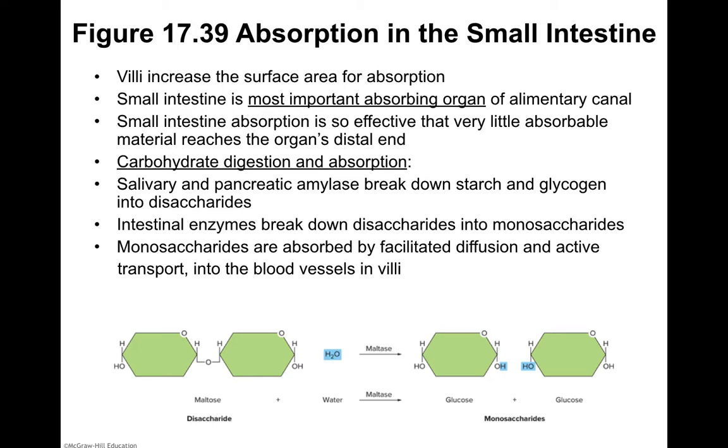Those monosaccharides are absorbed by facilitated diffusion and active transport into the blood vessels of the villi. Facilitated diffusion uses receptors that will allow sugars through. Active transport requires the pumping of those sugars.